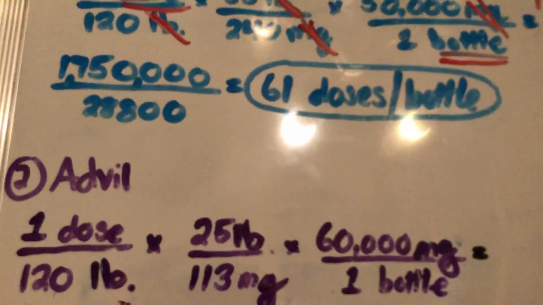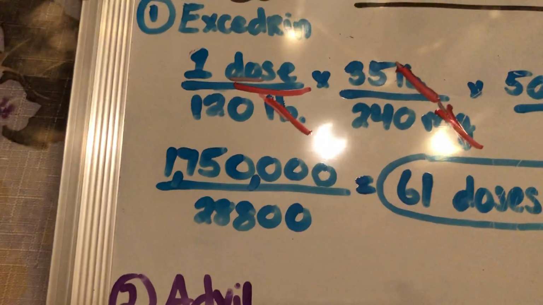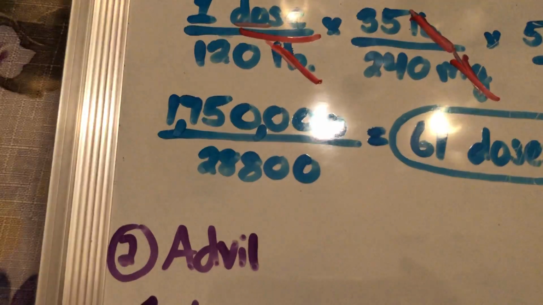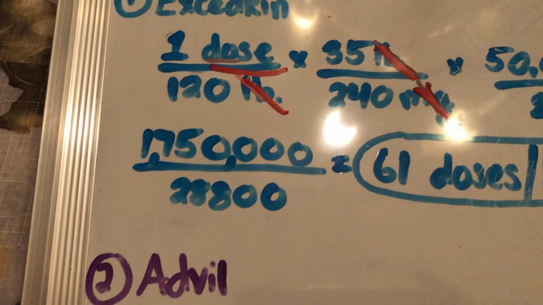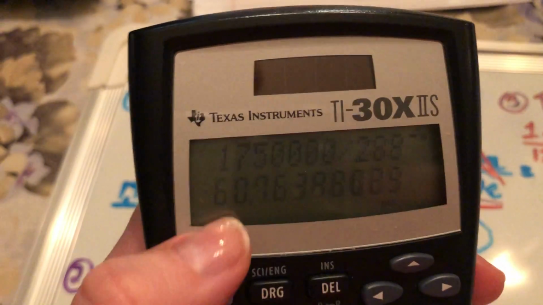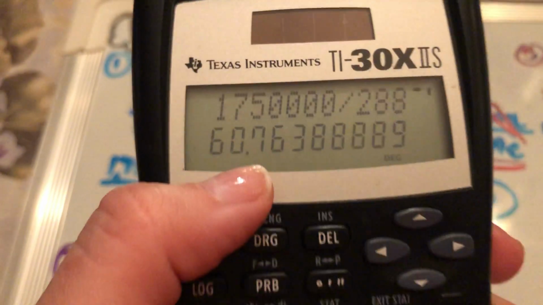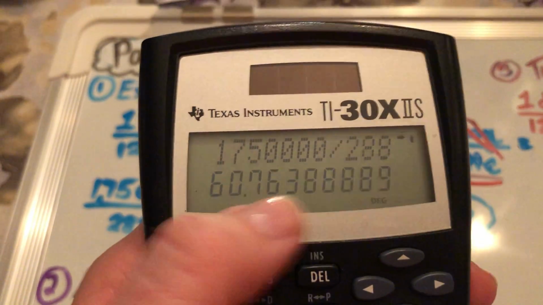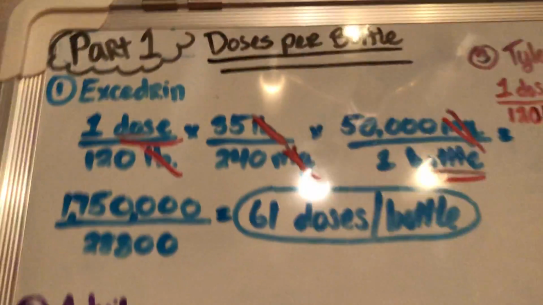That is the answer. This is what you get when you multiply on the top, multiply on the bottom, and divide into each other. How I got this answer was 1,750,000 divided by 28,800. This is the number I got for that. I'm rounding to 2 sig figs, so I round it to 61. That's what I get: 61 doses per bottle for Excedrin.